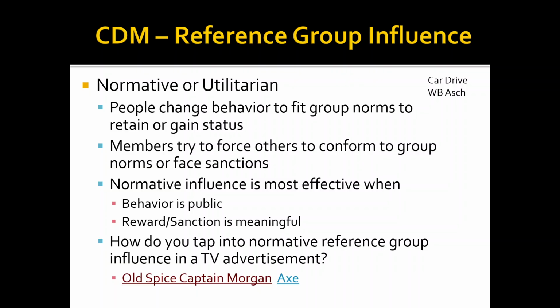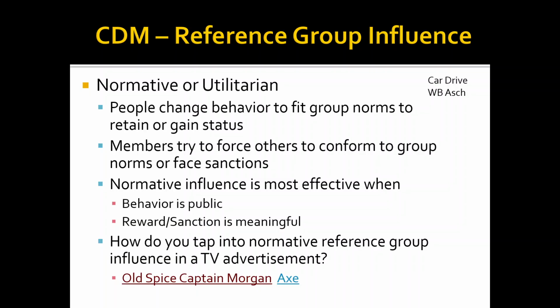So Dave doesn't have the elevated status of being a captain. But when he orders Captain Morgan, then he gets instant respect. Now, as you probably can tell, a lot of ads that deal with normative reference group influence are funny. Because if you're too serious, it makes people uncomfortable, or they're more likely to deny that that's important to them.